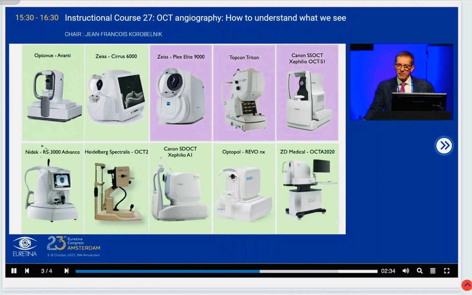Here are some examples of the instruments. Probably if we add some Chinese instruments, we can have another 3 lines of instruments. But at least the big difference is the swept source, which are the ones that you see with the pink background, and the others are spectral domain.